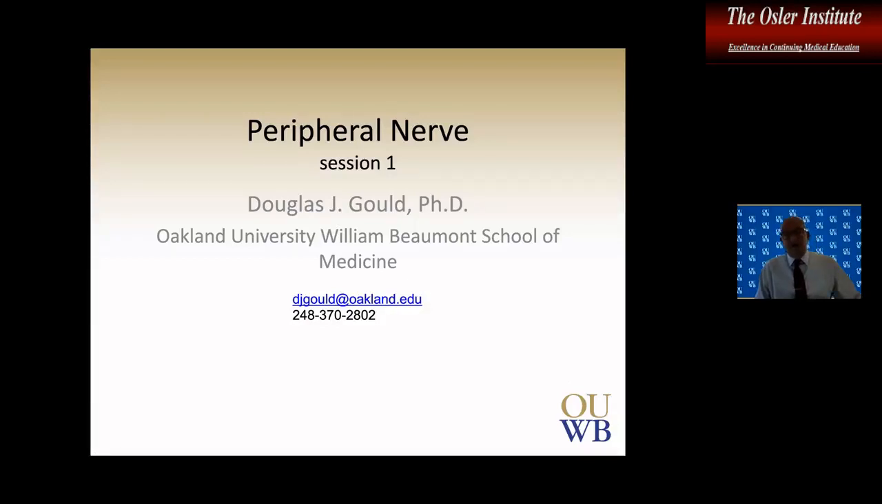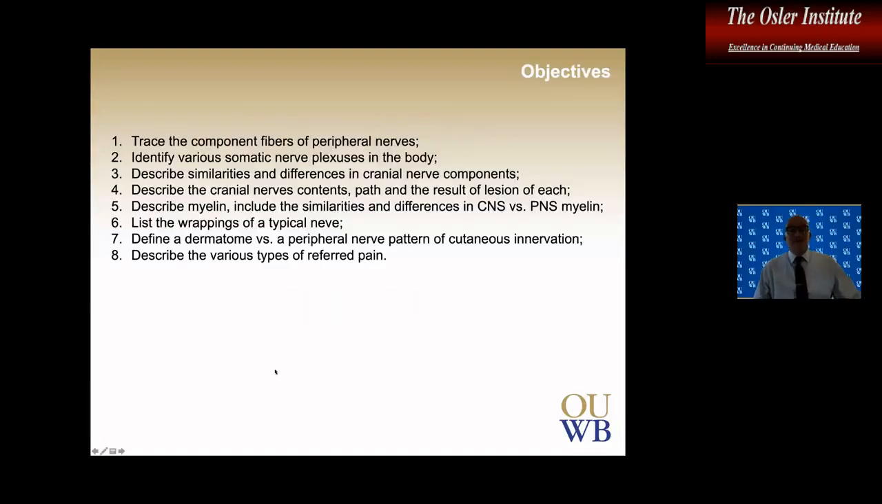Let's go ahead and start talking about the peripheral nerve. Peripheral nervous system in general, I should say. So the goals are, we're going to trace some of the components of peripheral nerves, what's in those nerves. We'll identify some of the big plexuses. I really like to focus on one representative plexus and then discuss the concept of the other plexuses. So we'll just do the brachial plexus, which most of us have pretty good familiarity with.